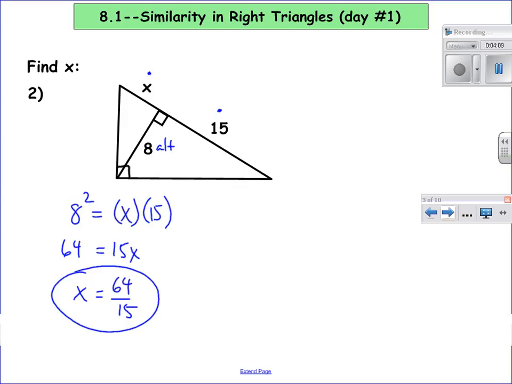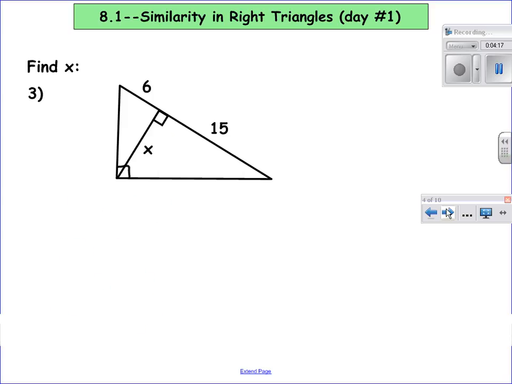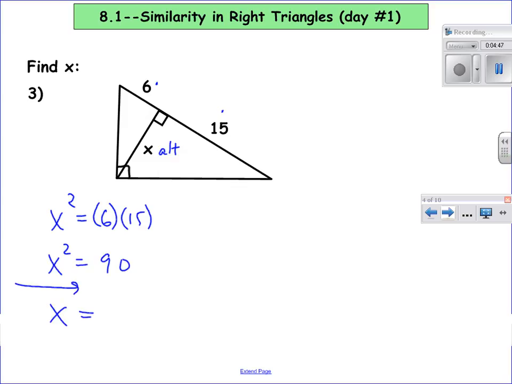Same problem, just a different unknown. Our unknown was one piece of the hypotenuse instead of the altitude. Okay, this guy right here, same picture again. X is my altitude, and the only practice we're doing here is, well, let's see what happens. X times x is x squared. 6 and 15, multiply those together and you get 90. And take the square root of 90. Oh boy, we get to practice radical simplification.